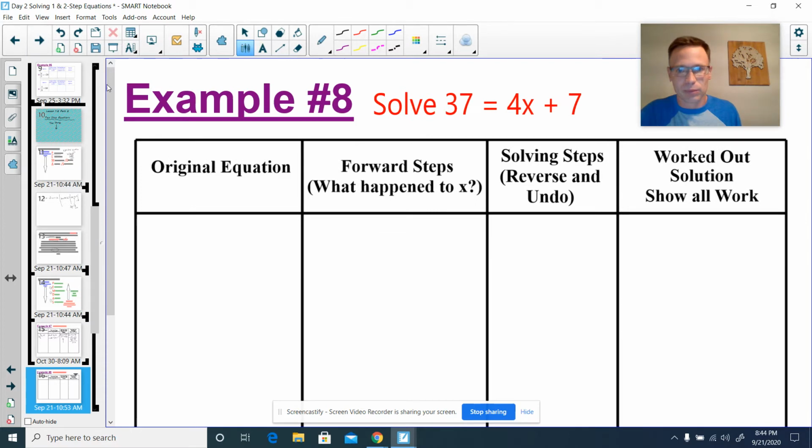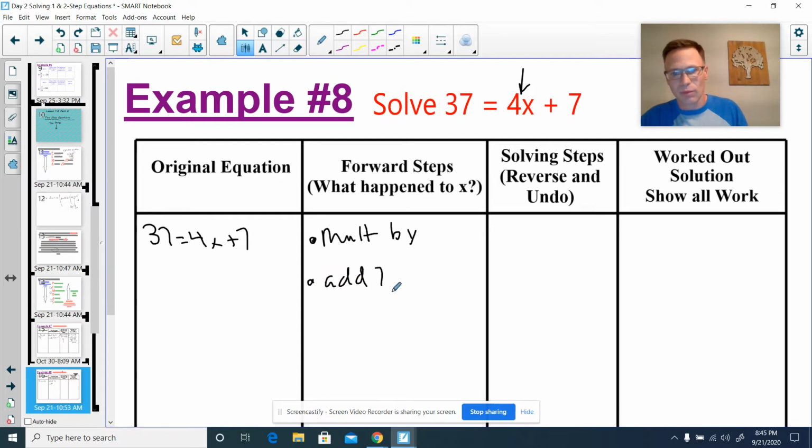Next example. Okay, so we've got 37 is equal to 4x plus 7. So again, original equation, 37 equals 4x plus 7. Now, the equal sign is on the other side. That makes no difference. We can still ask those questions. Again, what is going to happen to x here? I'm going to first multiply by 4. According to order of operations, multiplication comes before addition. I would then add 7. And then we reverse those steps.